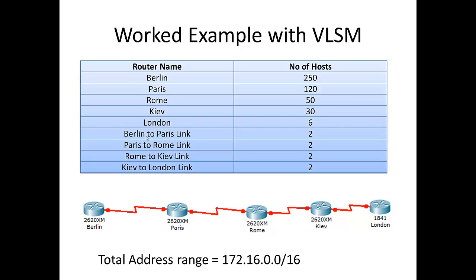So 4 links here: Berlin to Paris, Paris to Rome, Rome to Kiev, and Kiev to London. These are the serial lines here.